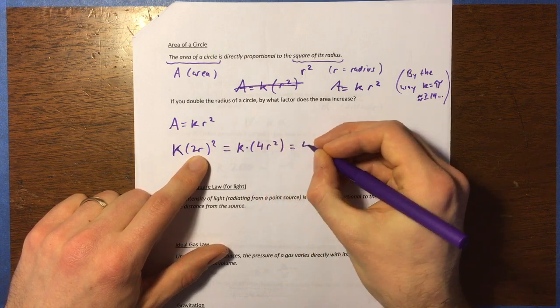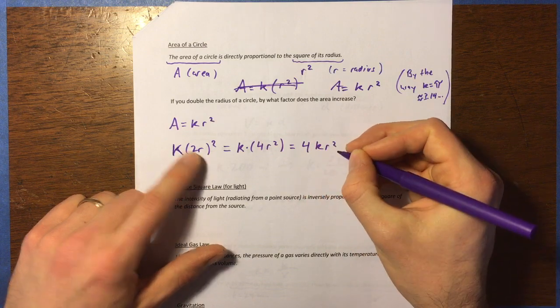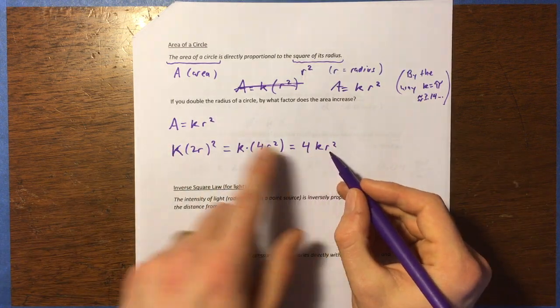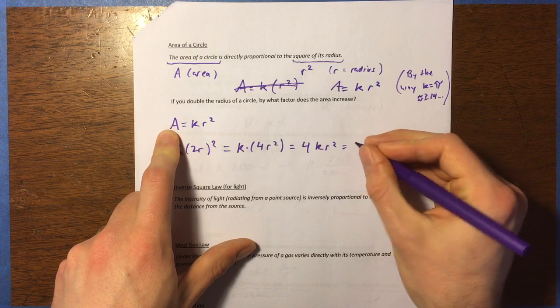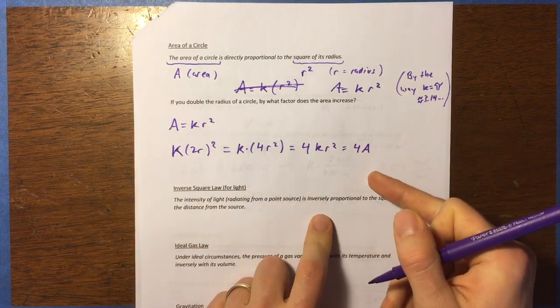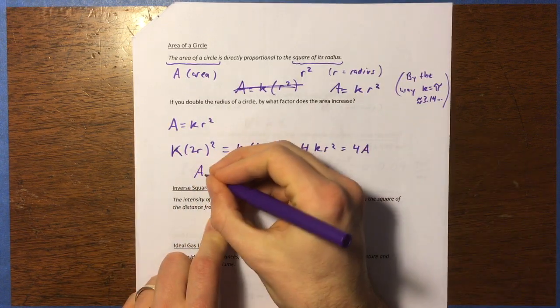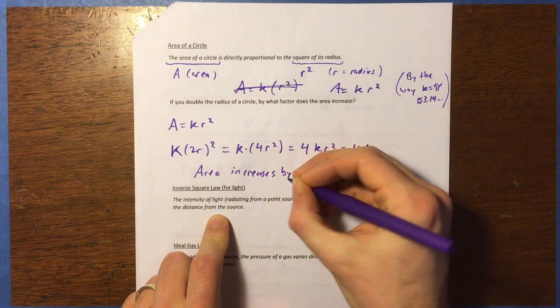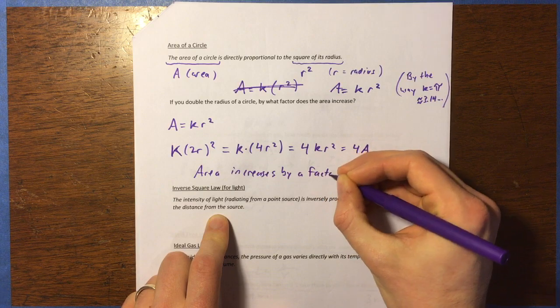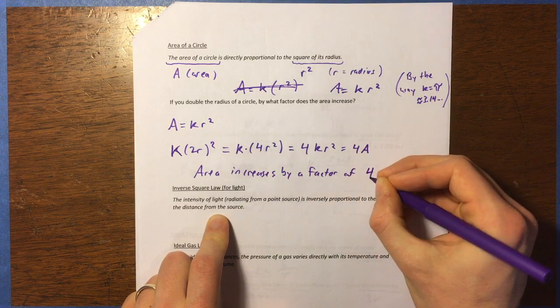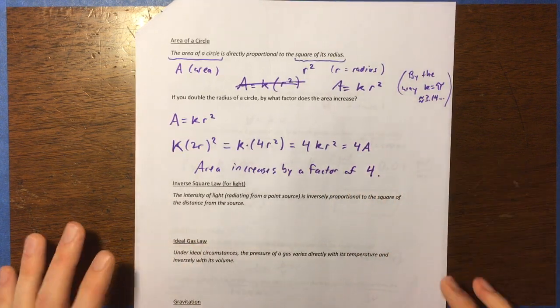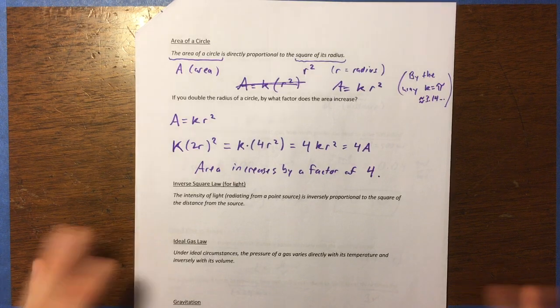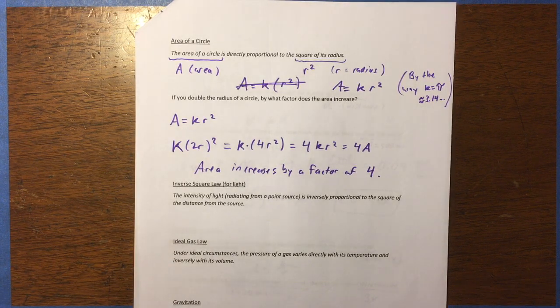You can rewrite this as 4 k r squared. But k r squared is the original area. So this is 4A. So what we can see here is that the area increases by a factor of 4. Okay, area increases by a factor of 4 when you double the radius. So that's kind of cool.